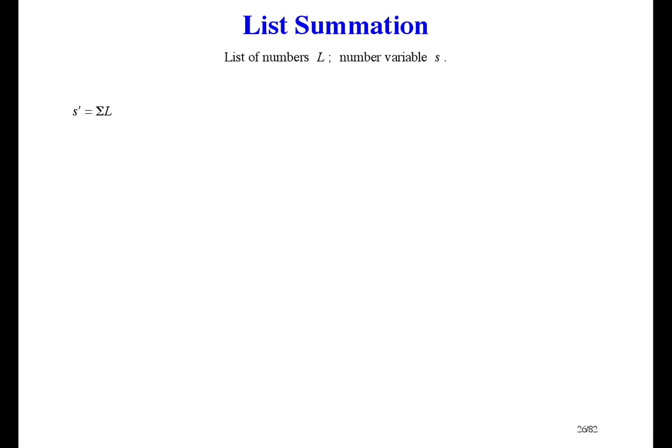We're given a list of numbers, L. It's not a state variable, not a variable in the programmer's sense because we're not changing L. There's no L prime. And we're given a number variable S. This is a state variable, and we use it to store the answer. The specification is S prime equals the sum of list L.